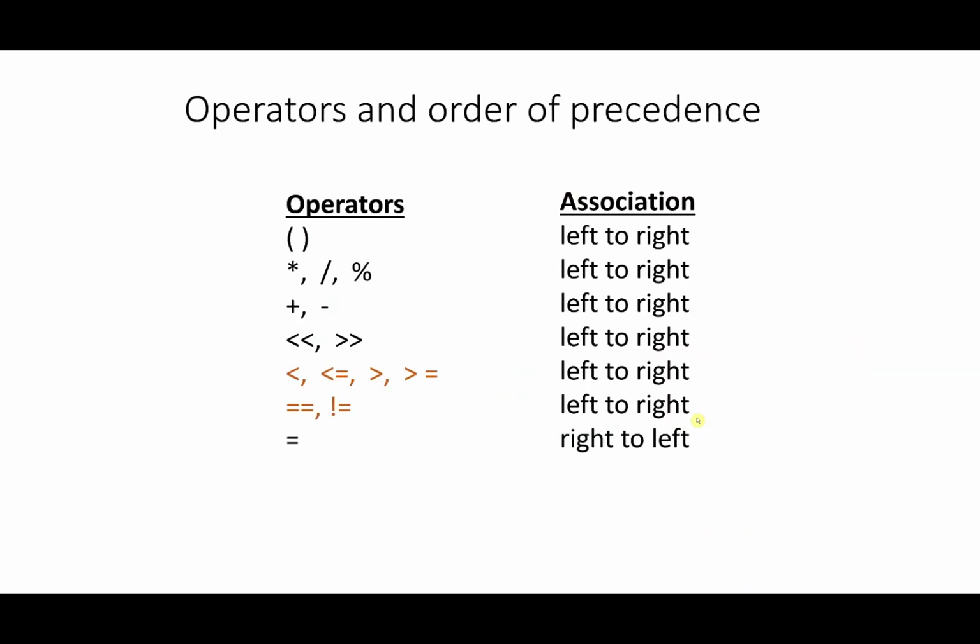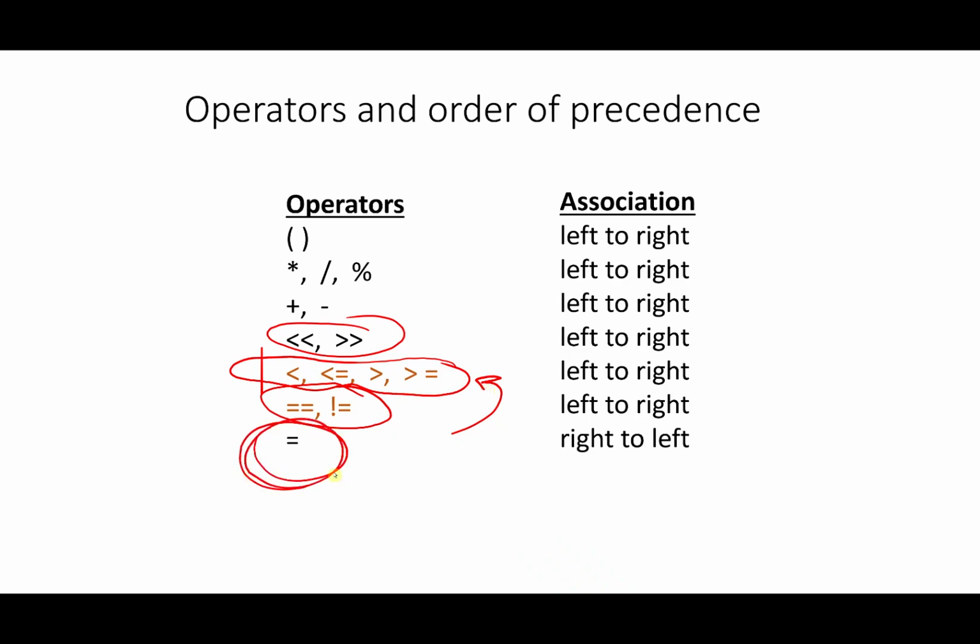So the operators and their precedence in the precedence table: those operators, less than or equal, greater than or equal, they come after the insertion and extraction operators in the precedence table. And the equal and not equal, they come after the less than or equal, greater than or equal. And those all come before the assignment operator. This is not checking the equality, remember? This is assignment.